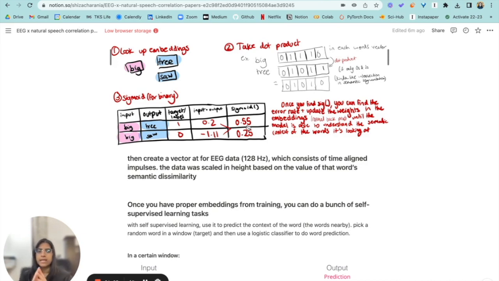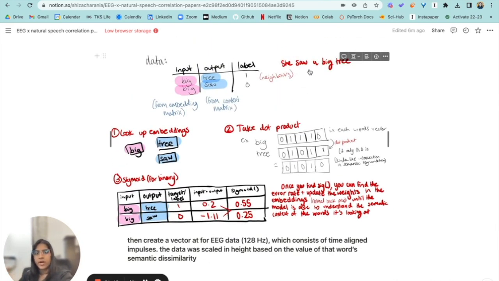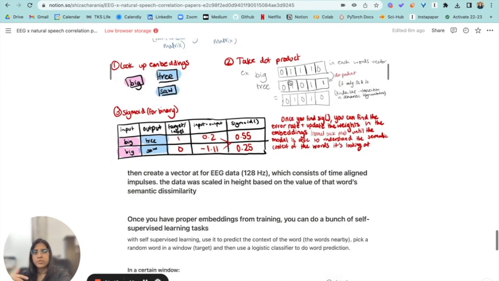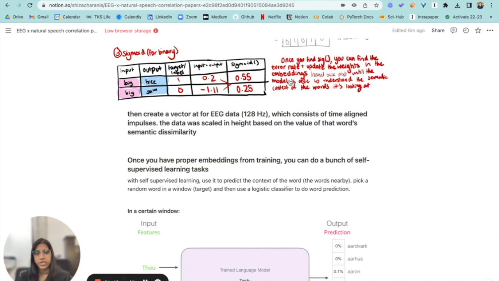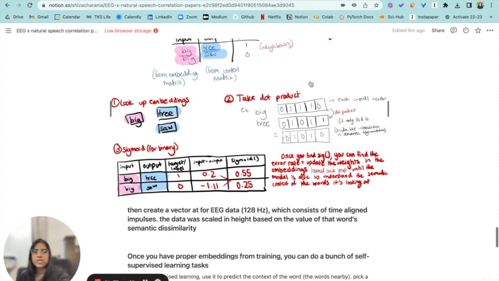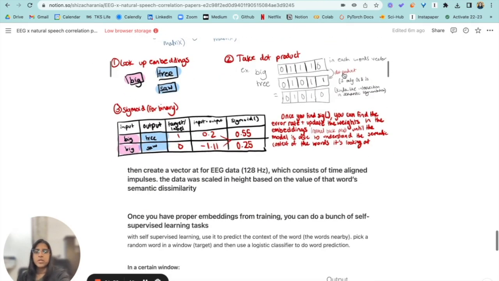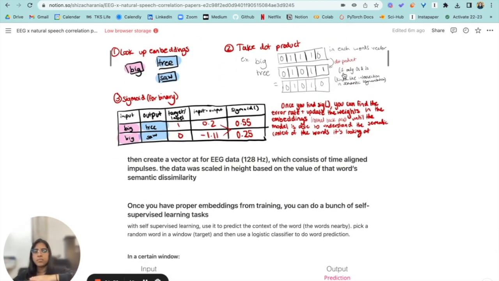So once you have, let's say, "she saw a big tree," and you're understanding the different weights and the similarities between each word, then what you can do is create a vector for that EEG data, which consists of time-aligned impulses. Based on how much importance a certain word has in the entire sentence, you can increase the height. So let's say tree is very important in this example, then you can give the height of the EEG data to be bigger for the word tree, because it should be receiving more attention. The height should be scaled based on the semantic dissimilarity compared to the other words in the sentence.